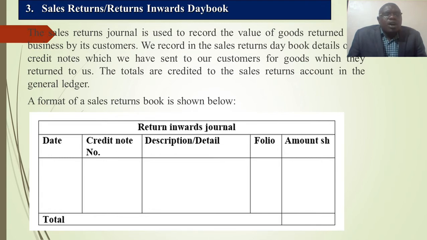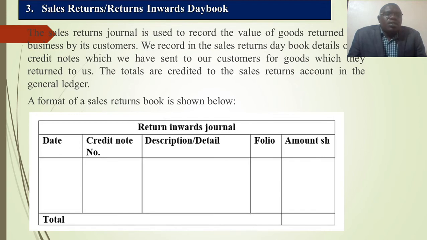So what happens, you have to create an account, you have to create a record of the goods which have been returned to your business by clients. So the book or the document where we record transactions related to goods which have been returned back to the business by clients is what we refer to as sales returns journal or returns inwards journal. So the sales returns journal is used to record the value of goods returned to the business by its customers.